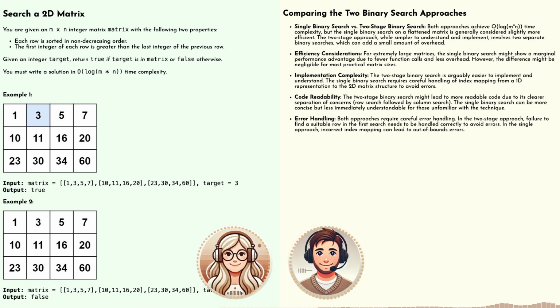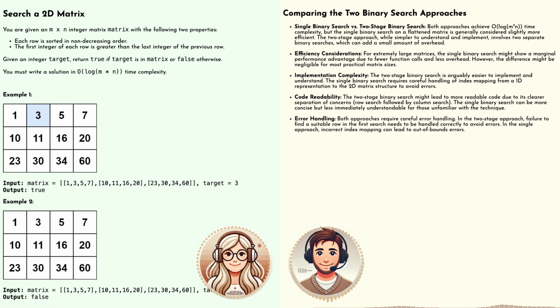So it's like breaking down a complex problem into smaller, more manageable chunks. Exactly. The flattened matrix approach, on the other hand, might be slightly more efficient in terms of code execution because it only involves a single binary search loop. So it's a trade-off between ease of understanding and raw performance. Precisely. The choice often depends on the specific needs of the project and the developer's preferences.